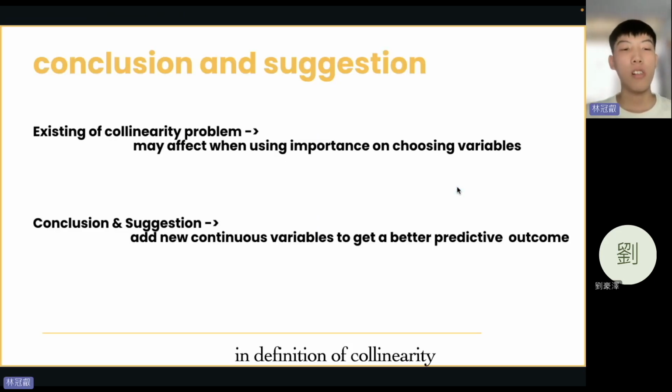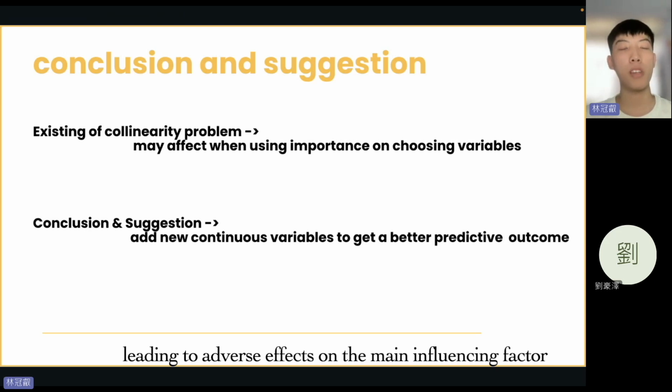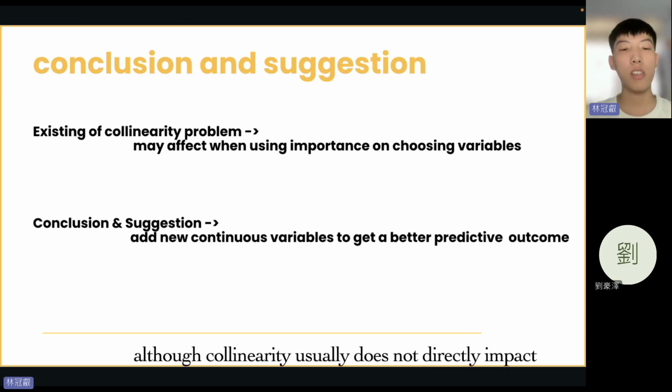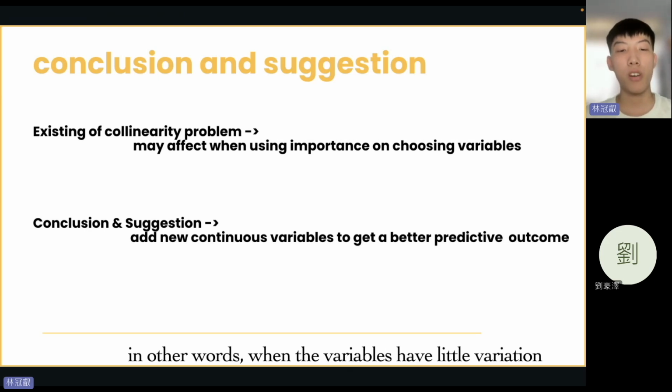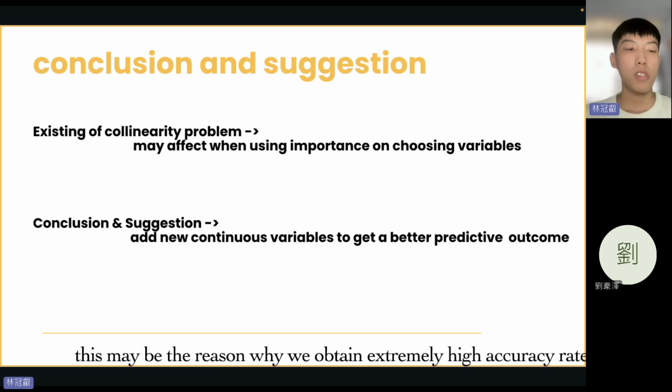The definition of collinearity is when 2 or more independent variables exhibit high correlation, leading to adverse effects on the main influencing factor and consequently affecting the target variable. Although collinearity usually doesn't directly impact the result of a decision tree model, it may have some influence on the importance and interpretability of features. In other words, when a variable has little variation, there is no difference in accuracy before and after selecting variables. This may be the reason why we obtain an extremely high accuracy rate.